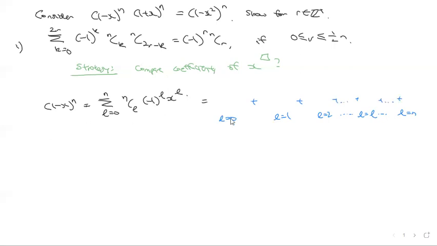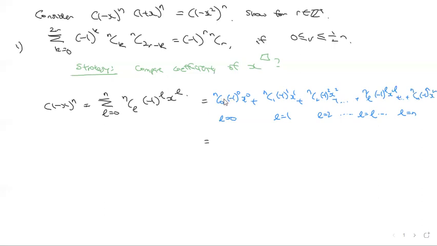So when L equals 0, you sub in 0, that's nC0 (-1)^0 x^0. This will be nC1 (-1)^1 x^1. This is going to be nC2 (-1)^2 x^2, and so on and so on. So in general, we're adding up a whole bunch of nCL (-1)^L x^L, and of course nCn (-1)^n x^n.